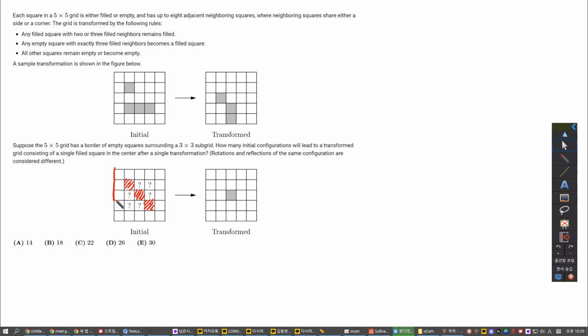So if we think of this 3 by 3 grid, this one starts filled, but because it has only one filled neighbor, after transformation, it will be empty like this. So this configuration is okay. This one too. In this grid, when this one is filled, it has only one filled neighbor. So that's why after transformation, it becomes empty.